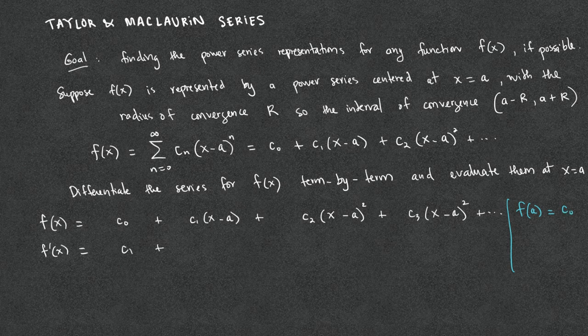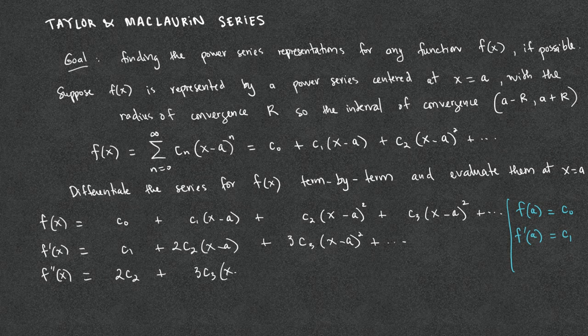f prime of x is c sub 1, plus 2 c sub 2 times (x minus a), plus 3 c sub 3 times (x minus a) squared, plus so on. And so f prime of a is c sub 1. Then the second derivative: the derivative of c sub 1 is 0. The derivative of 2 c sub 2 (x minus a) is 2 c sub 2, plus 2 times 3 c sub 3 (x minus a), plus so on. So f double prime of a is 2 c sub 2.